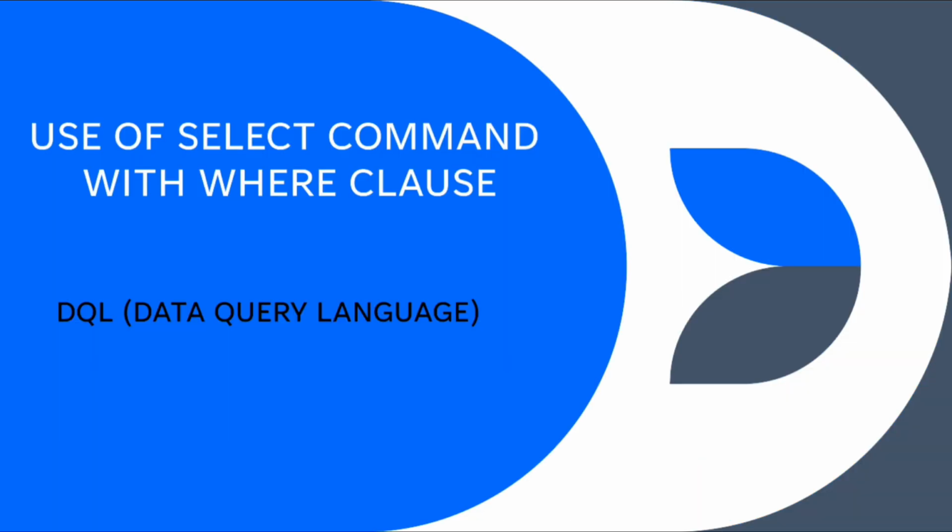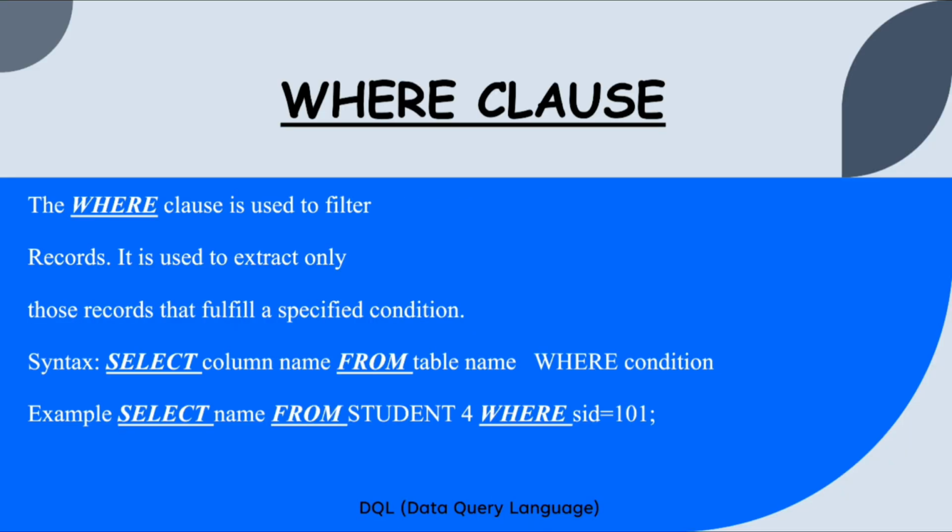Let's look at the uses of the where clause with the select command. The where clause is used to filter records. It is used to extract only those records that fulfill a specified condition. Syntax: select column name from table name where condition. For example, select name from student 4. Here student 4 is the table name, where student ID or SID equal to 101.